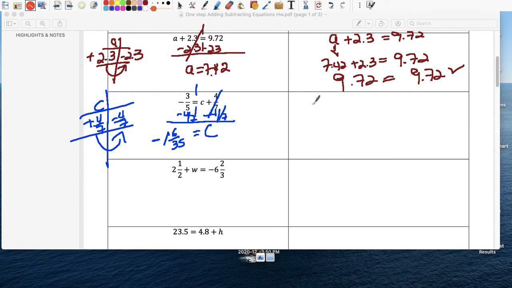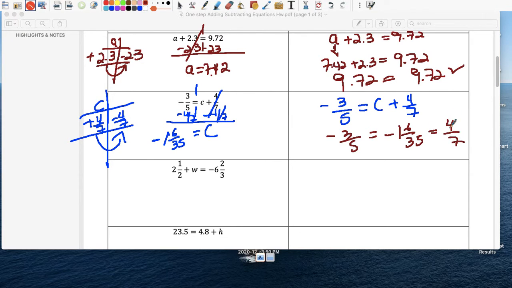So to check, negative 3/5 equals c plus 4/7. Again, we can put this in our calculators. Negative 3/5. What's c? Negative 1 and 6/35, right? Plus 4/7. Sorry, this is plus. Will I get negative 3/5 equals negative 3/5 on both sides? If you do, you know that our answer is correct.